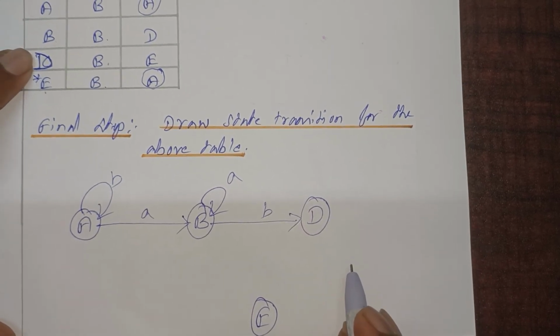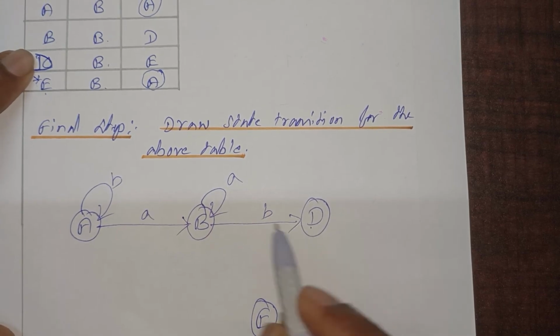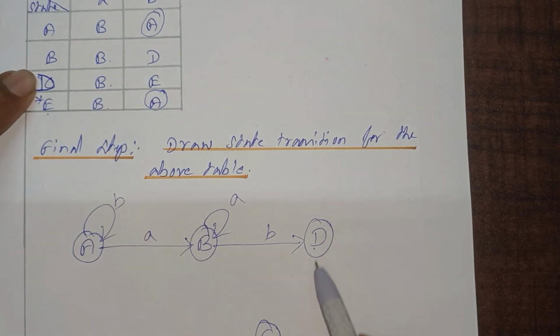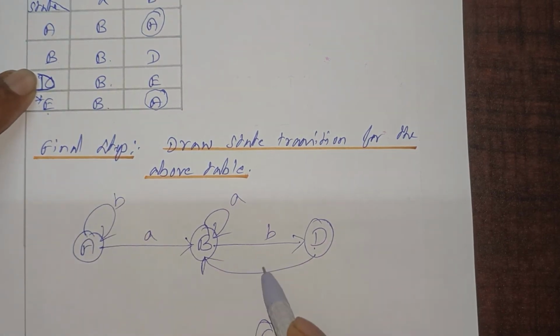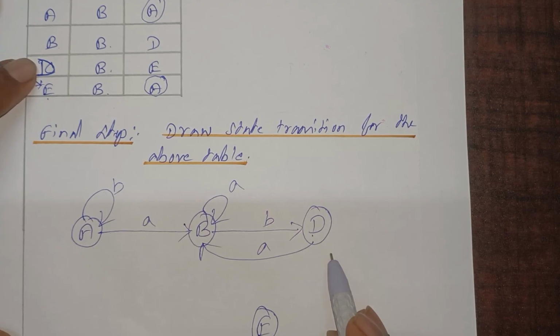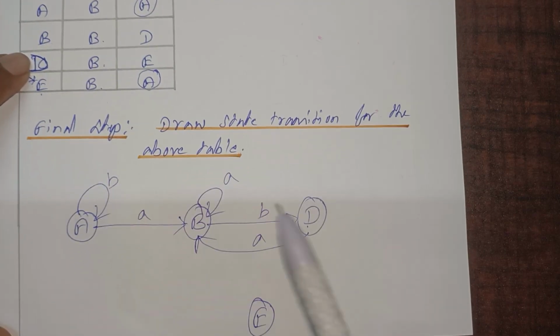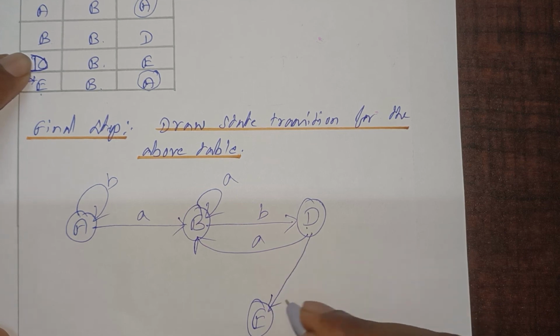Go to the next step. D is taking small a. See the table and do it. D is taking small a to reach B. Again, D is taking small b to reach E. So D is taking small b to reach E.